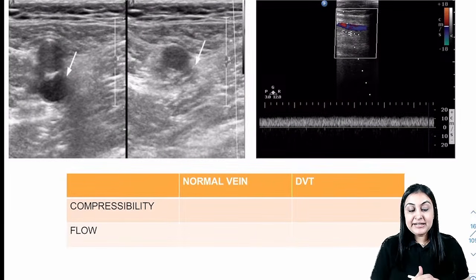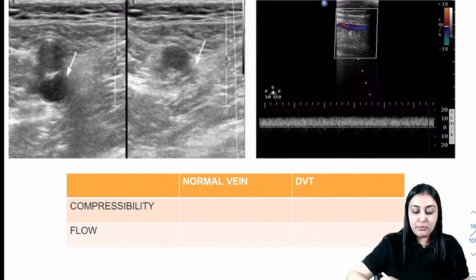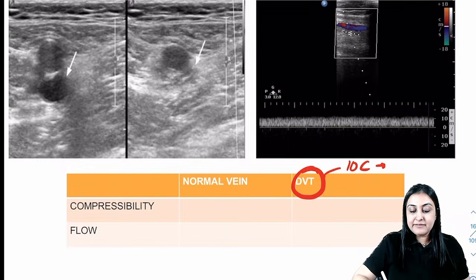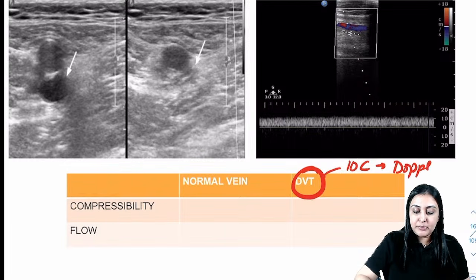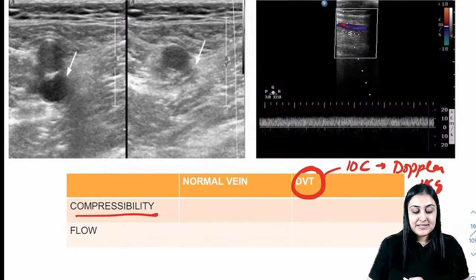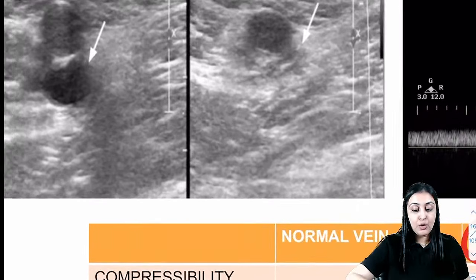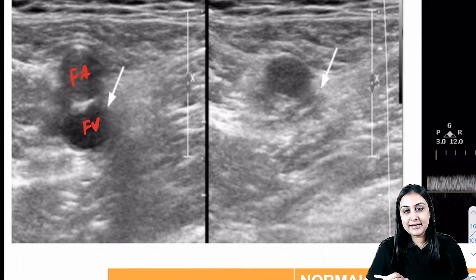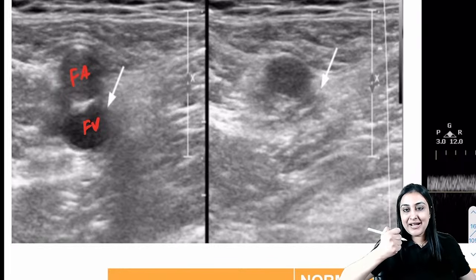ठीक है. DVT. For deep vein thrombosis, what is the investigation of choice? For DVT, investigation of choice is Doppler ultrasound only. So, how will I diagnose DVT? Two features. One is compressibility, second is flow. So when we talk about a normal vein, look at this. So this is femoral artery, this is femoral vein. I am doing the ultrasound of a leg. What I did was I compressed with my probe.